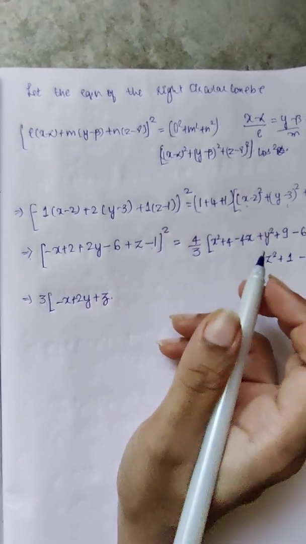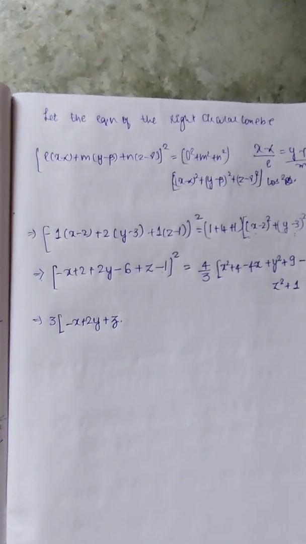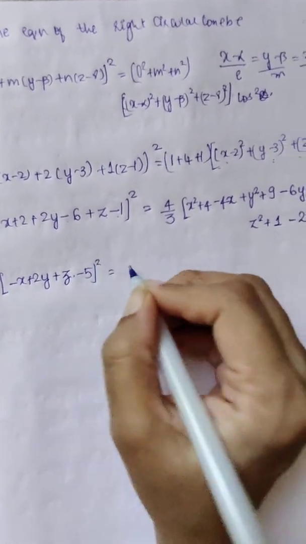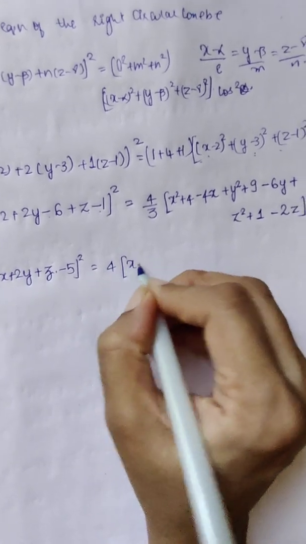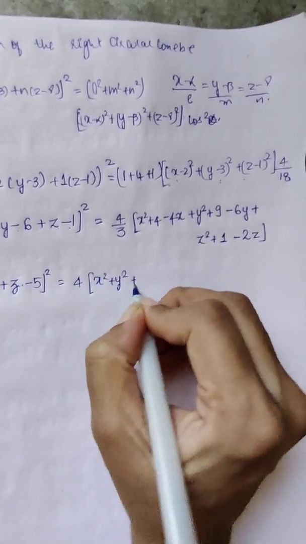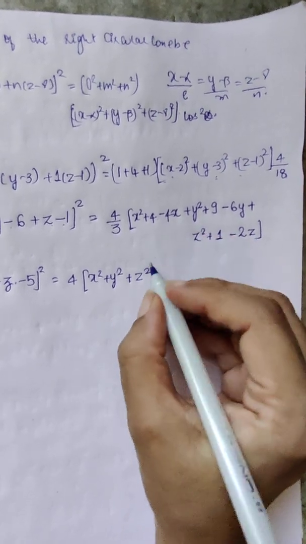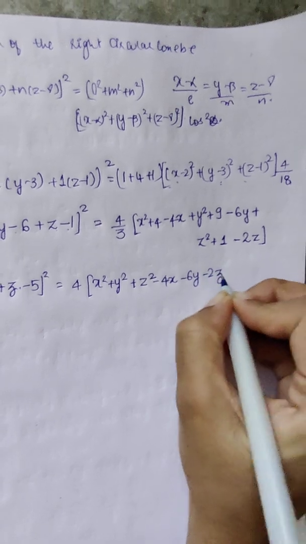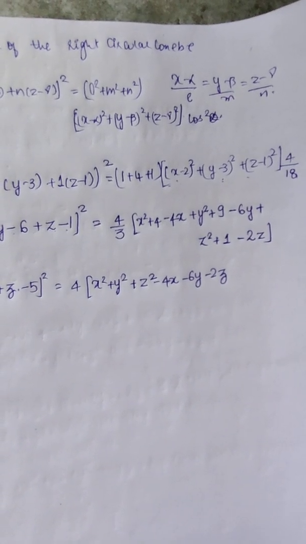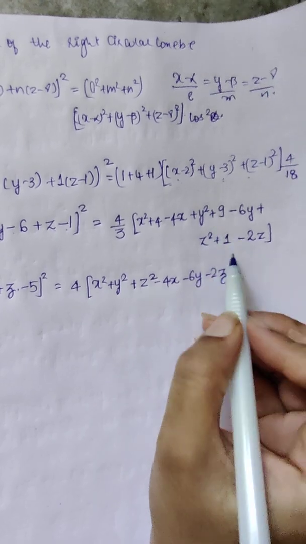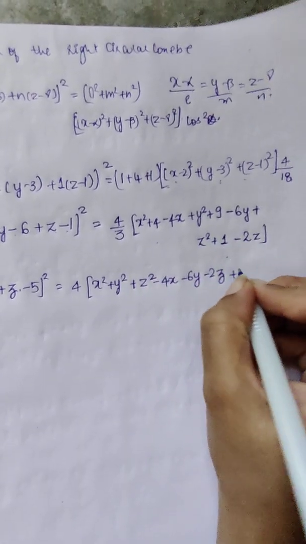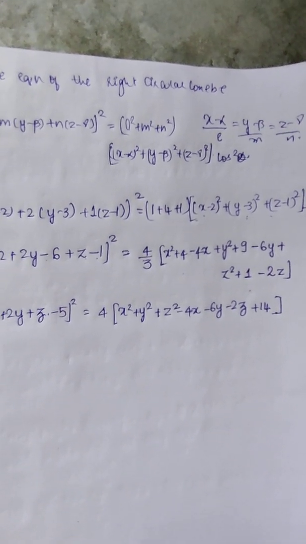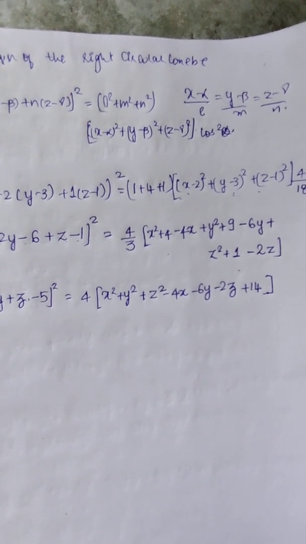6 minus 1 is minus 7. Minus 7 plus 2 is minus 5 whole square. 4 into x square plus y square plus z square minus 4x minus 6y minus 2z. And then what do I have in the constant? 10, 14, plus 14. So let me start solving this now.